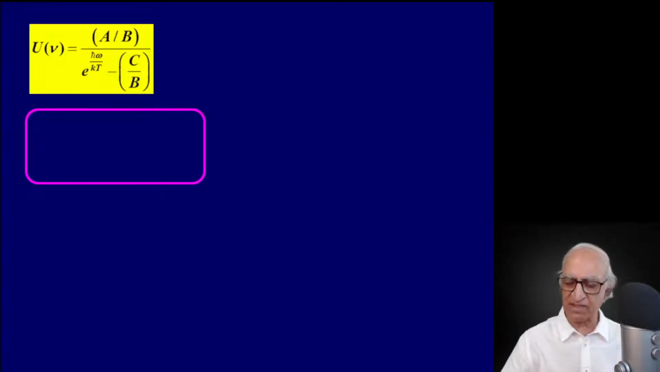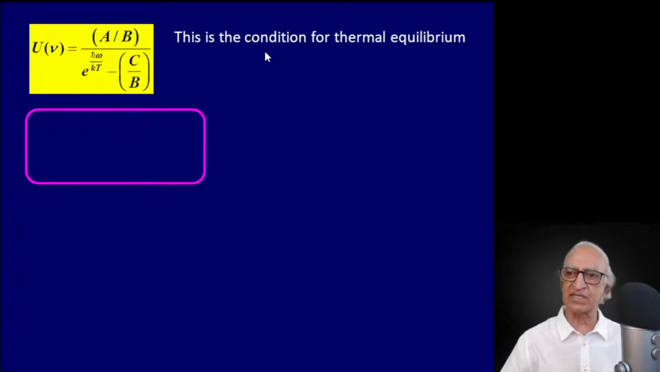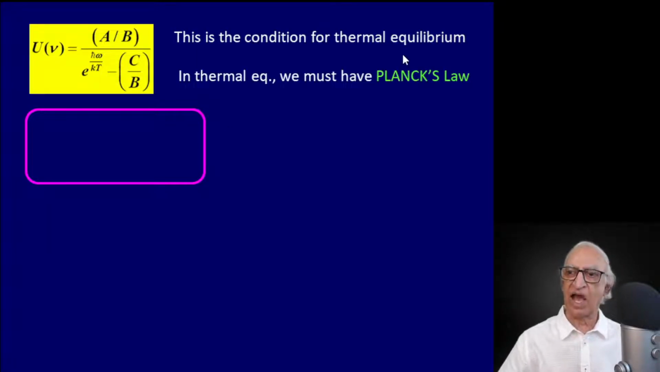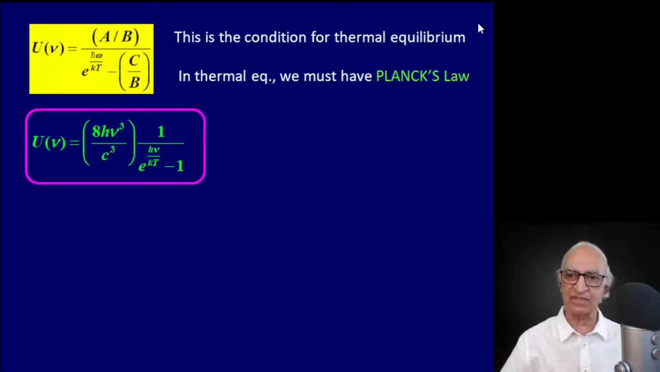Now, what Einstein did was to use this condition of thermal equilibrium and say that in thermal equilibrium, when matter and radiation are in equilibrium with one another, not only are the various energy levels in equilibrium, but matter and radiation are also in equilibrium. We know that in that case, the radiation intensity as a function of frequency must be given by Planck's law: 8h nu cubed by c cubed multiplied by 1 over e to the power h nu over kT minus 1. So that's what it ought to be.